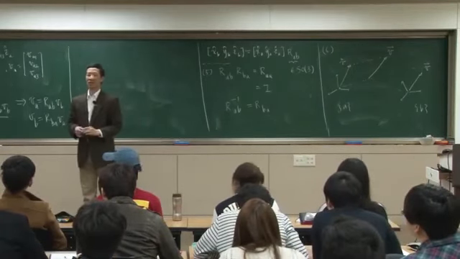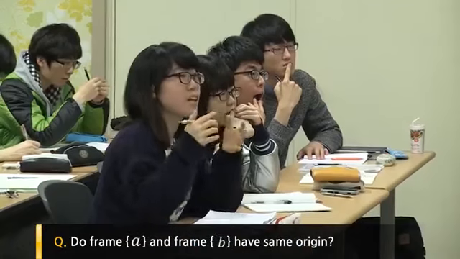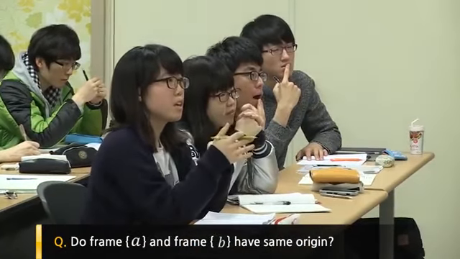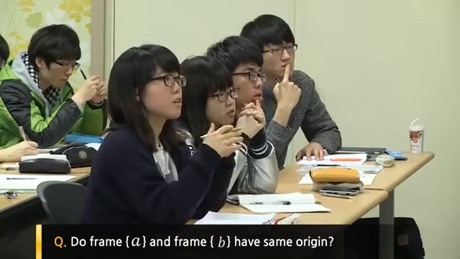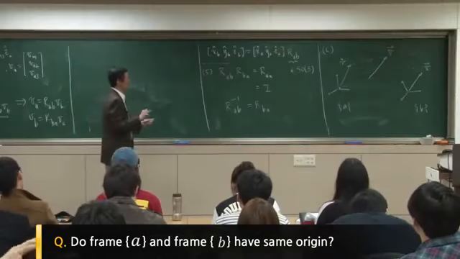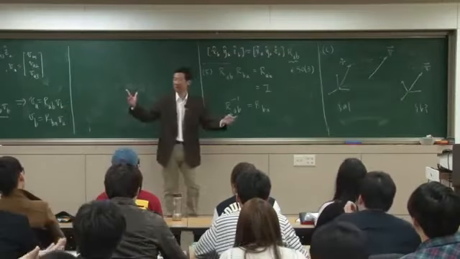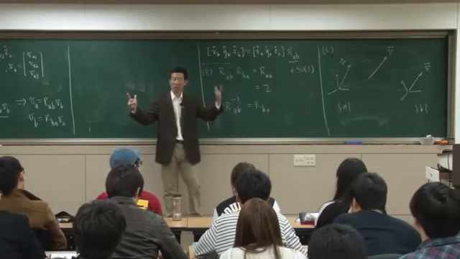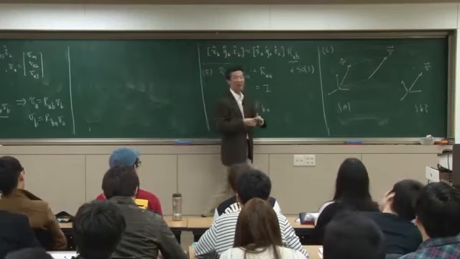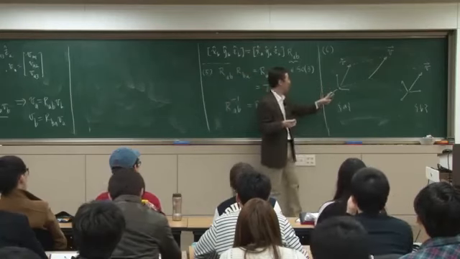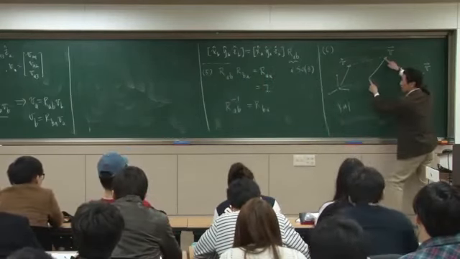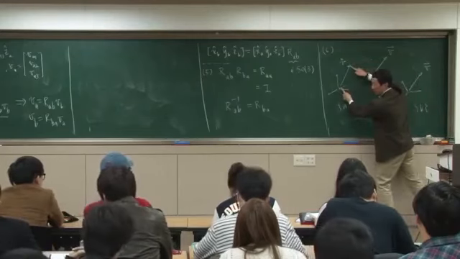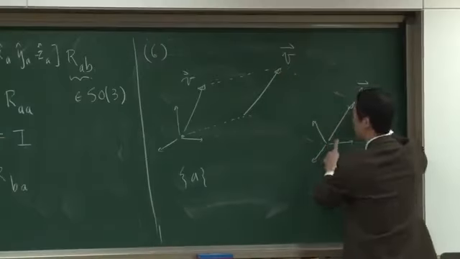Question? Say it again. Frame A and frame B have the same origin? Not necessarily, no. They can have different origins. But when we say let's write down the vector V in terms of A-frame coordinates, physically what we're doing is sliding the vector over to the origin here. Same thing here.